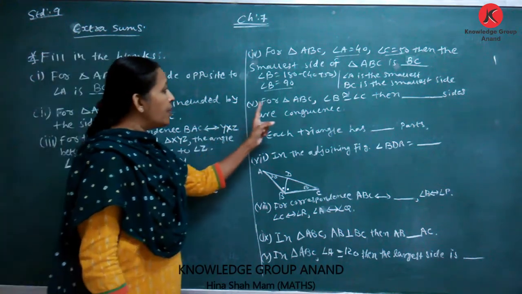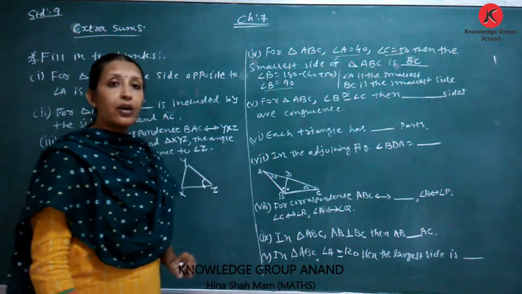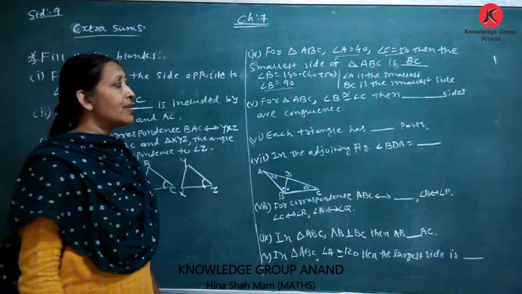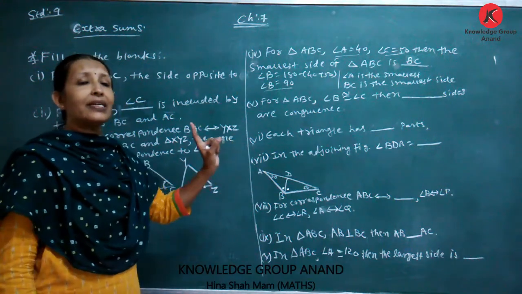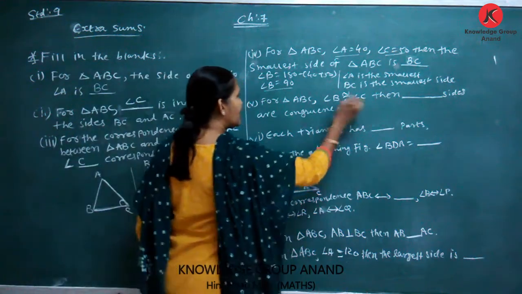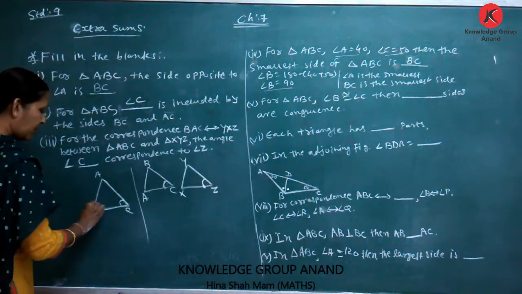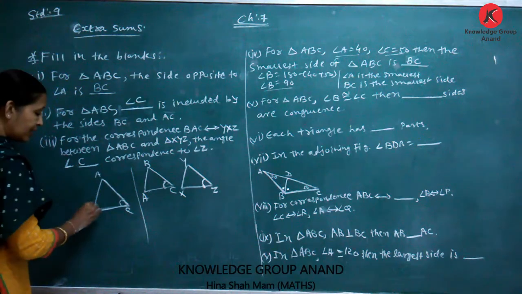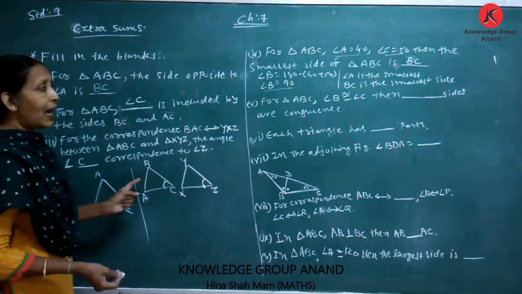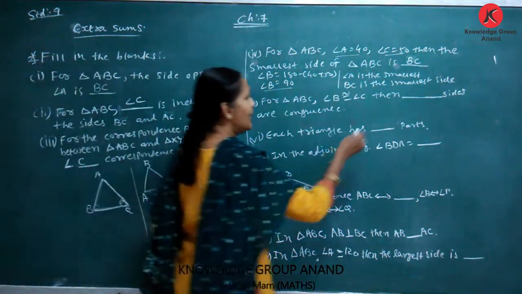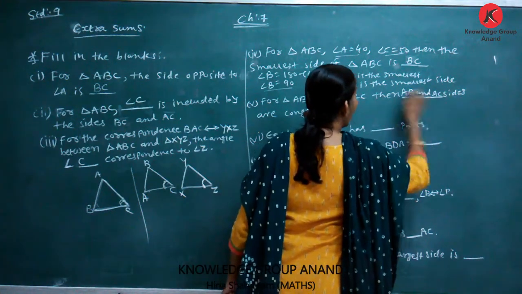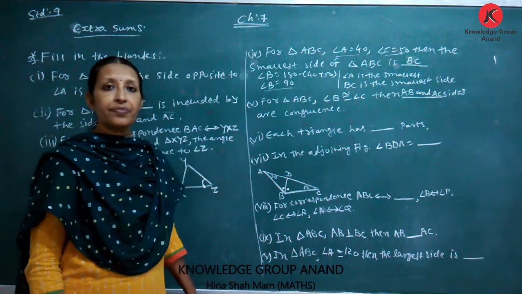Number 5. For triangle ABC, angle B congruent angle C. Angle B congruent, that means angle B is equal to C. Then their opposite sides are congruent. Here, suppose B congruent C. Then opposite sides AC and AB are congruent. AB and AC sides are congruent.